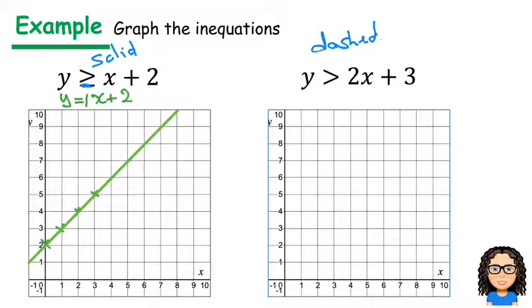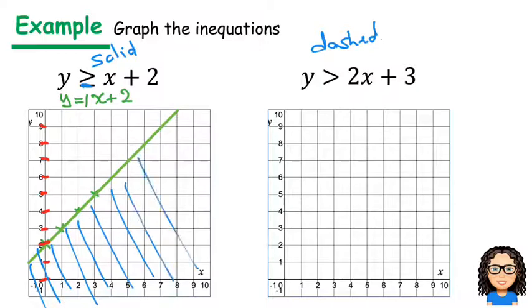Now I need to decide which side to shade in. So think about your y-axis, and we want the y values that are greater than. So think about 9, 8, 7, 6. All of those values are greater than the intercept of 2. So all the values below this are less than. So we want the ones that are above. So I'm going to shade out all of the values below.